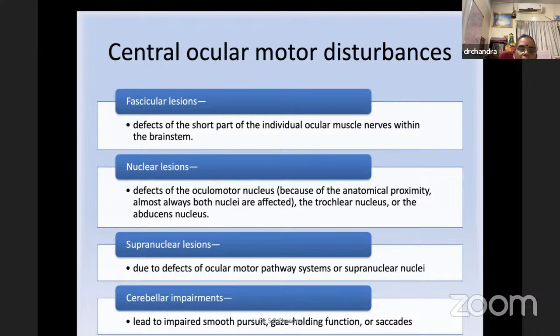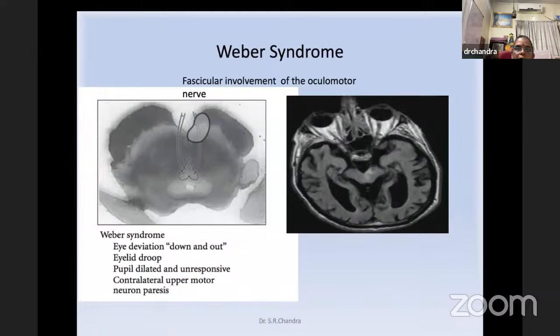Next is the supranuclear, due to defects in the oculomotor pathways in the brainstem and supranuclear control. So there is no muscle paralysis, there is only movement paralysis. And cerebellar impairment leads to impaired smooth pursuit, gaze holding defect, and saccades. So these are various levels, from below we are going up. Now we will come to the next level, the brainstem. So we saw the muscle, the myoneural junction, the fascicles, the nuclei. Now we are coming to the brainstem.